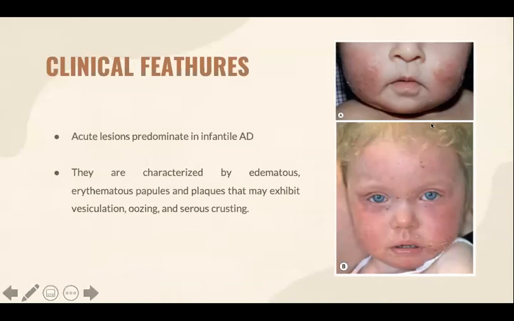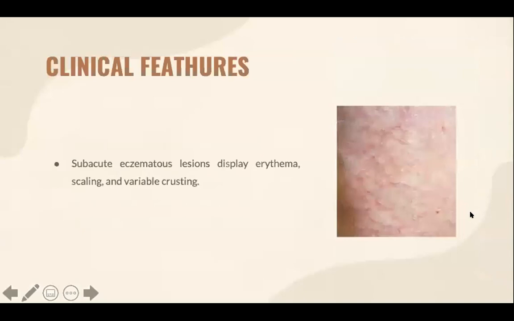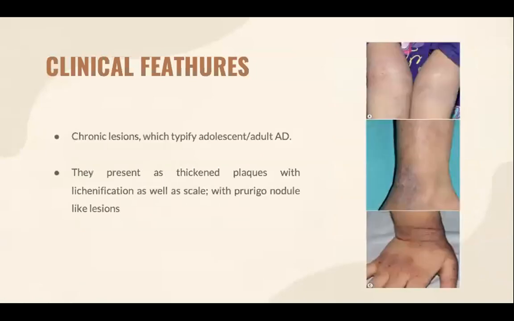So as you see in the picture here, we have infantile atopic dermatitis on the face, presented as erythema, scale, crust on the cheeks. It's important to note the sparing of the central face here, while picture B shows more extensive disease with accentuation of scale crust around the mouth. The subacute is the transition between the acute and the chronic phase of atopic dermatitis. It displays erythema, scaling, and variable crusting.